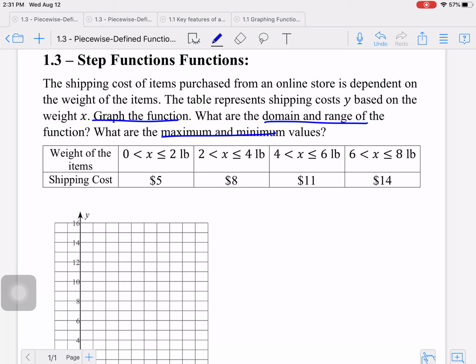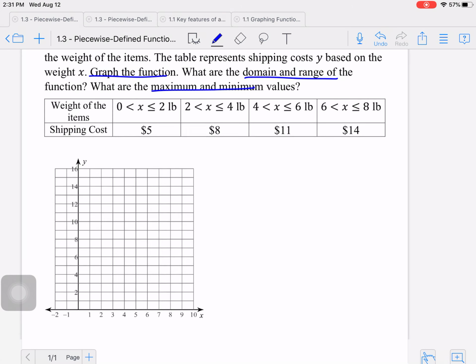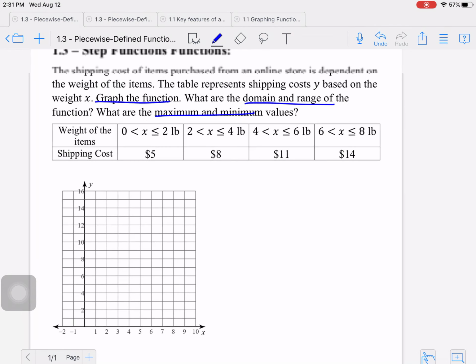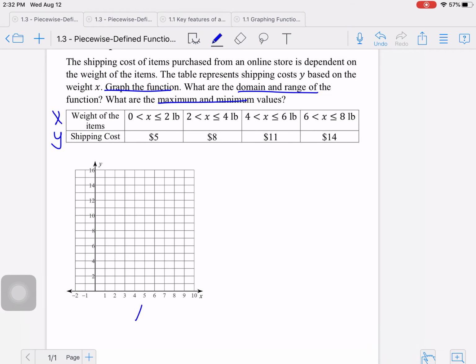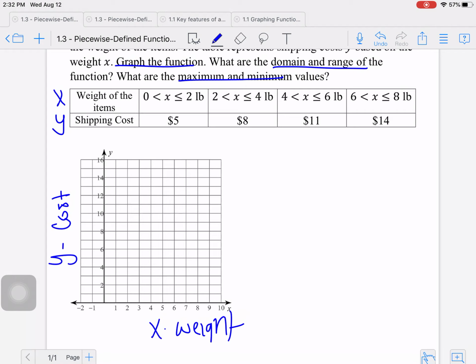All right. Cool. So the shipping cost, let's see, where are we? So the weight is X and the cost is going to be Y. So there's your relationship. So this is X, which is your weight, and this is Y, which is your cost. Perfect. So let's go ahead and graph this function.